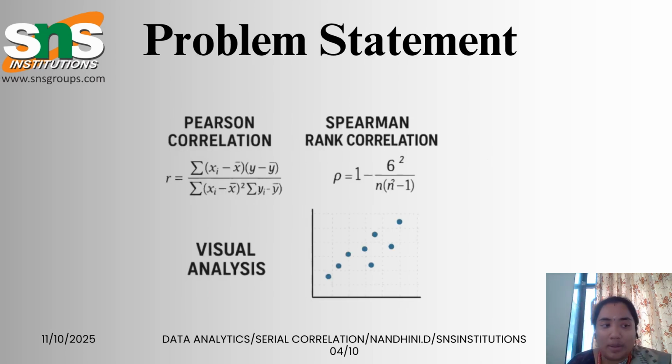Next one is the problem statement. Here, a junior data analyst observes two values, for example, advertising spend and sales revenue, that move together. Hence, it is uncertain whether increased advertising actually causes higher sales, or whether both are influenced by factors like seasonal demand. So we use Pearson, Spearman and visual analysis calculation here.